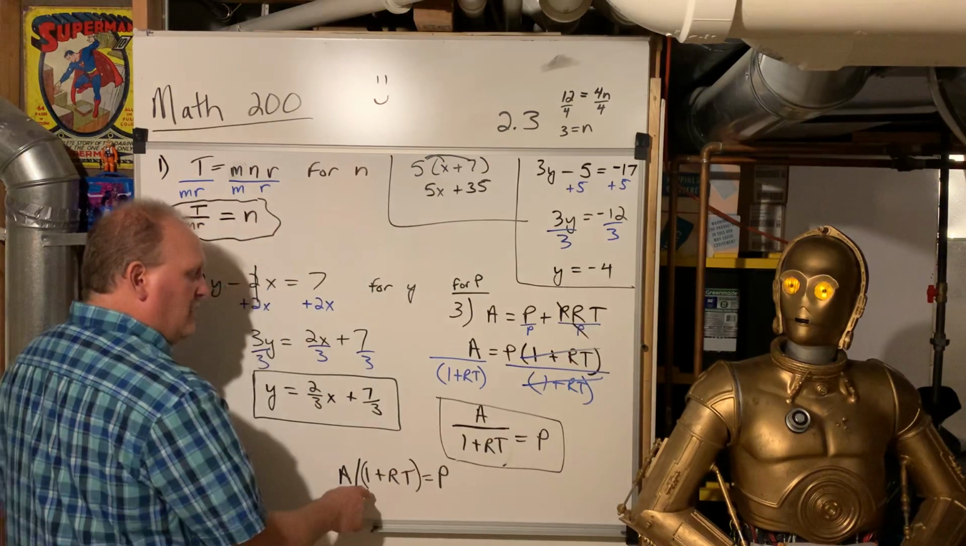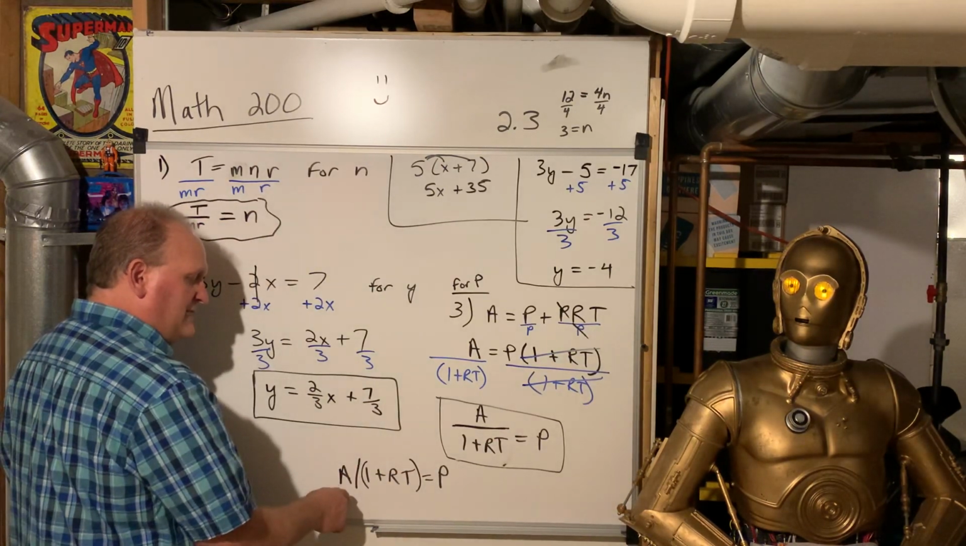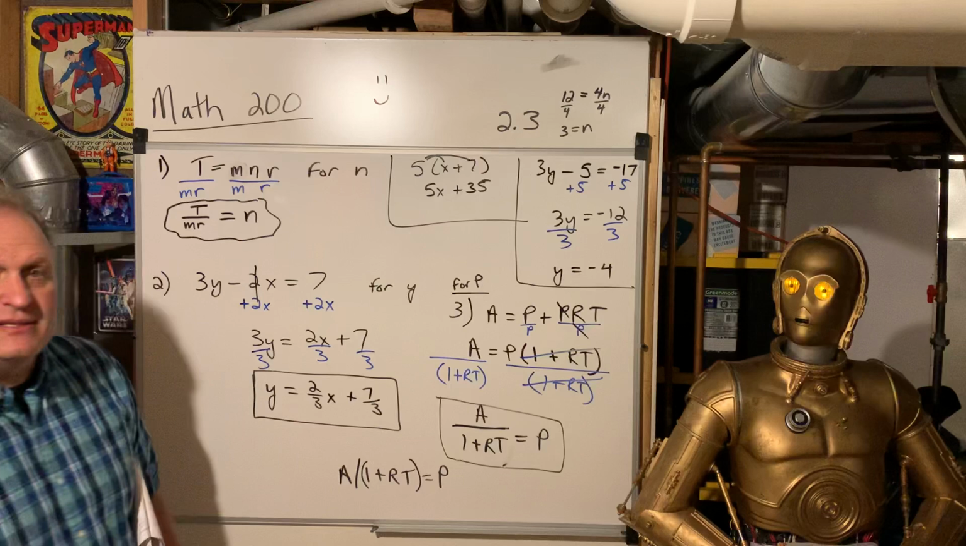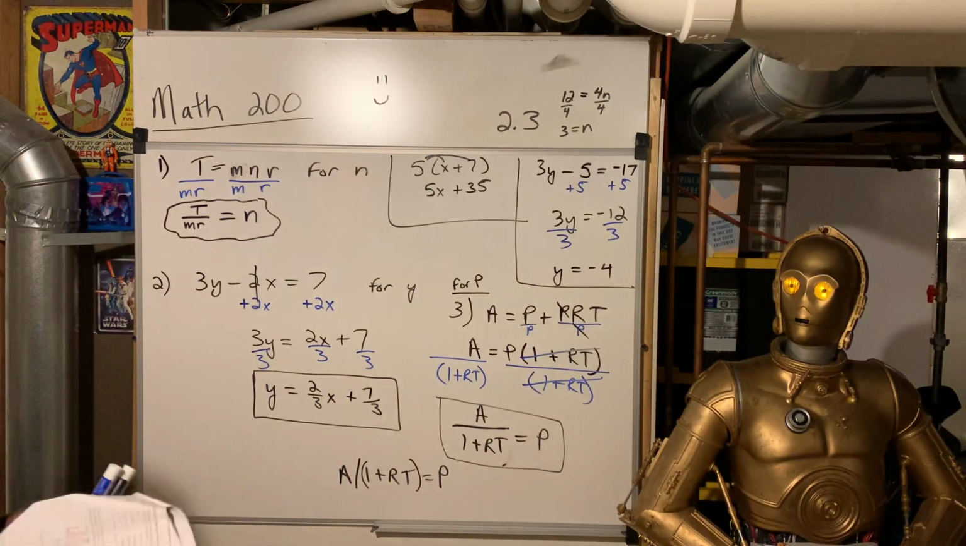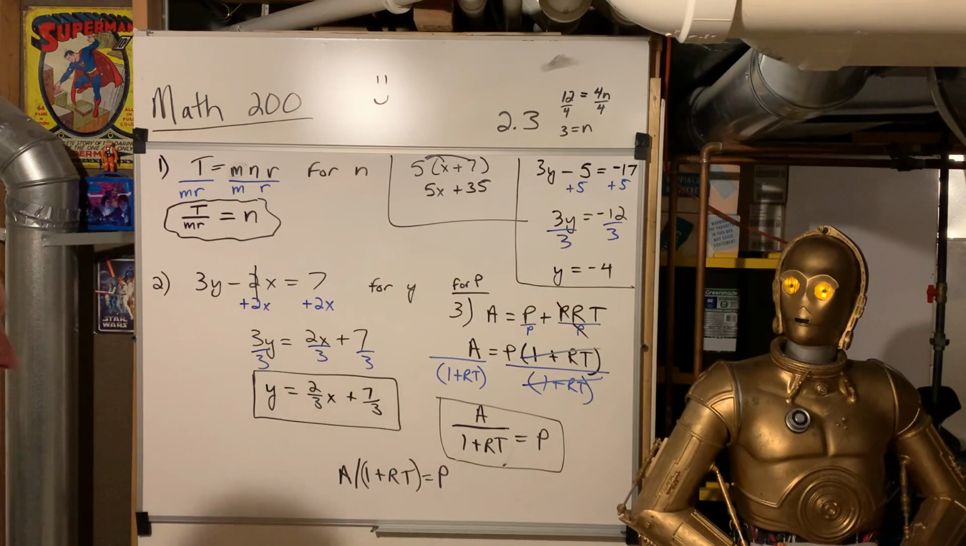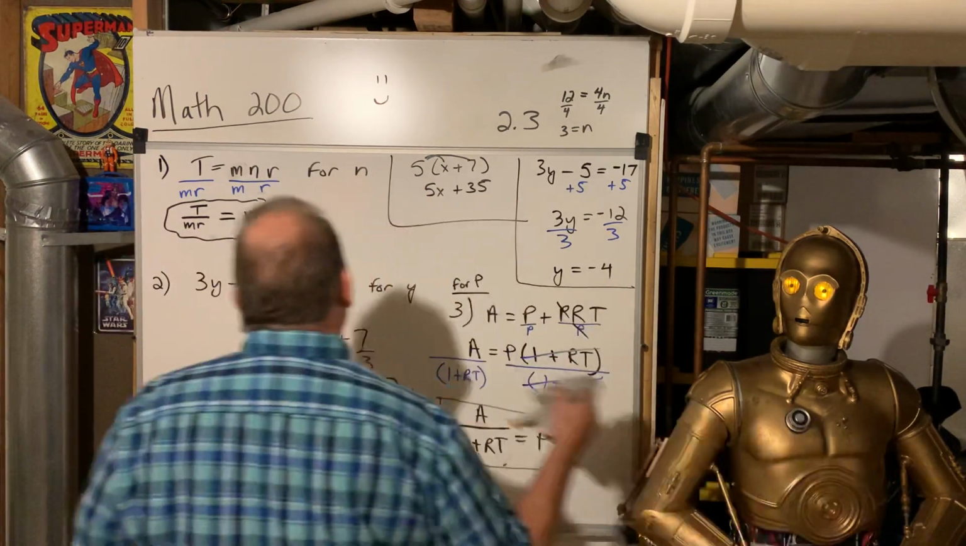If you don't have the big long line like that, if you have the little divide by sign like this, you need to put it in parentheses so we know the whole binomial is on the bottom and not just the 1. All right? Okay, on to word problems.